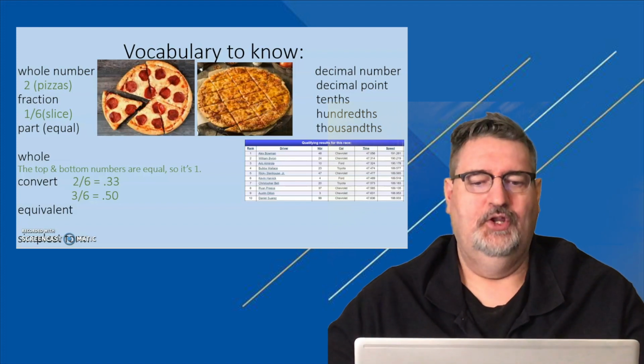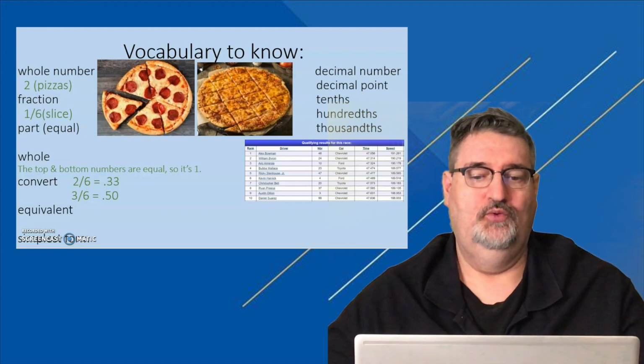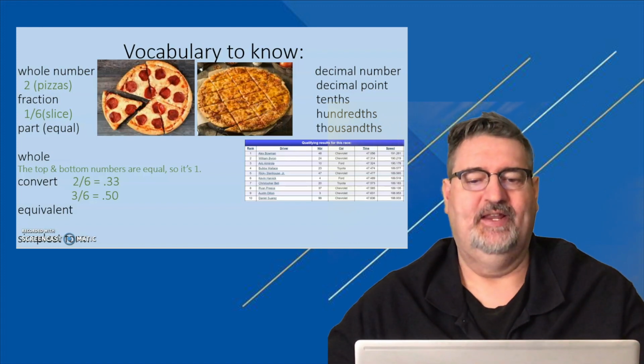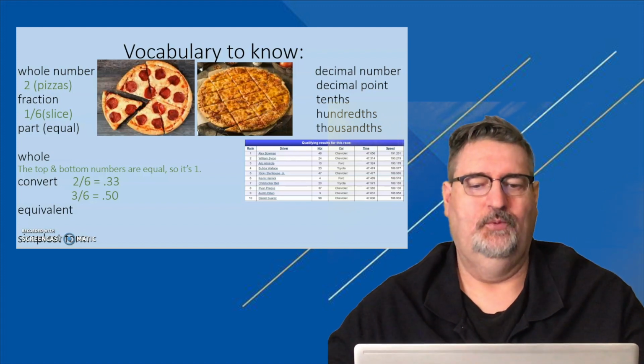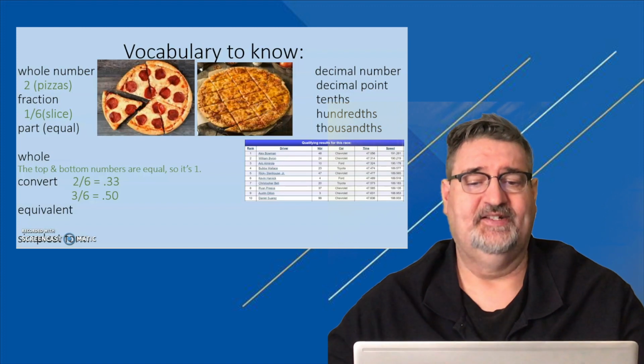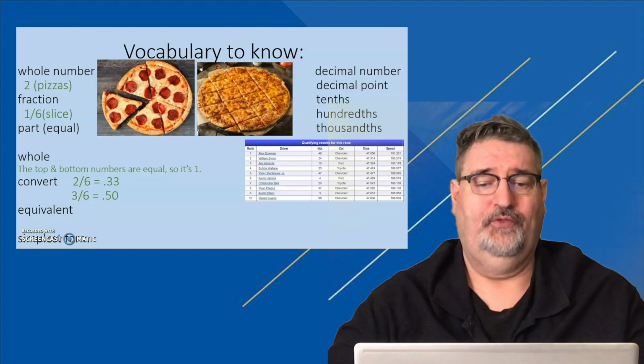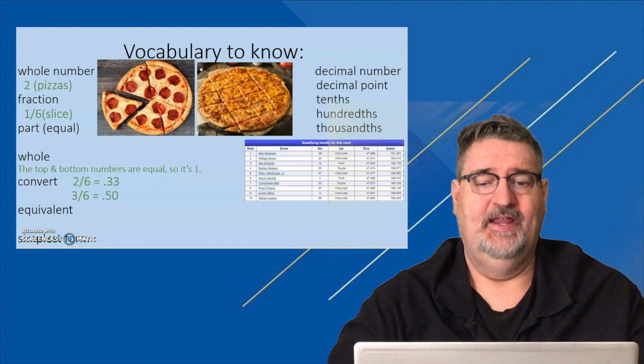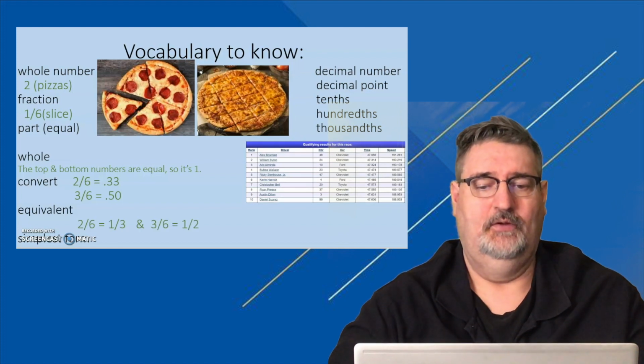For converting, you can have a fraction that's 2/6, and we can say that it's equal to 0.33. So that shows converting a fraction to a decimal. Or another example, 3/6 being equal to 0.50 or 50%.